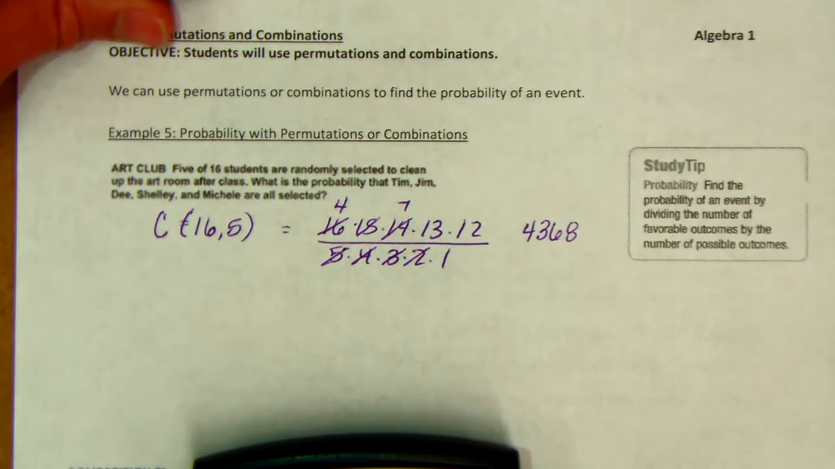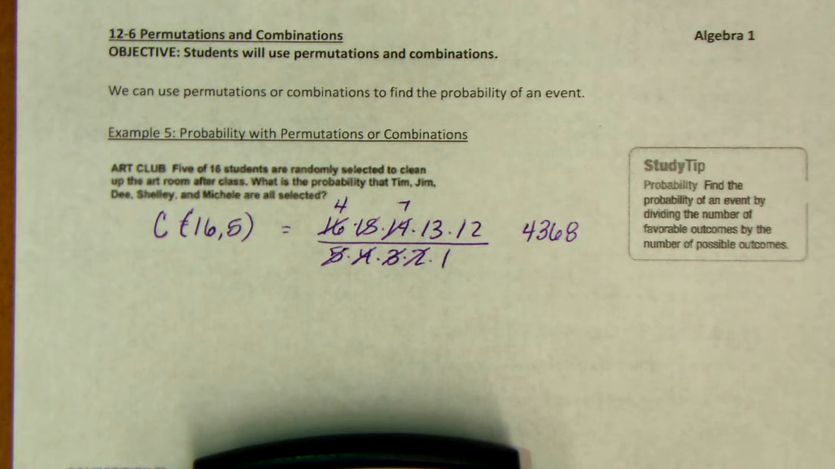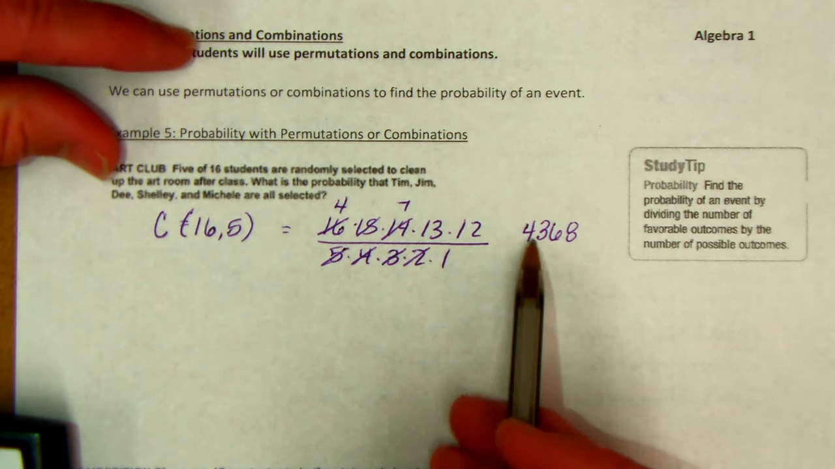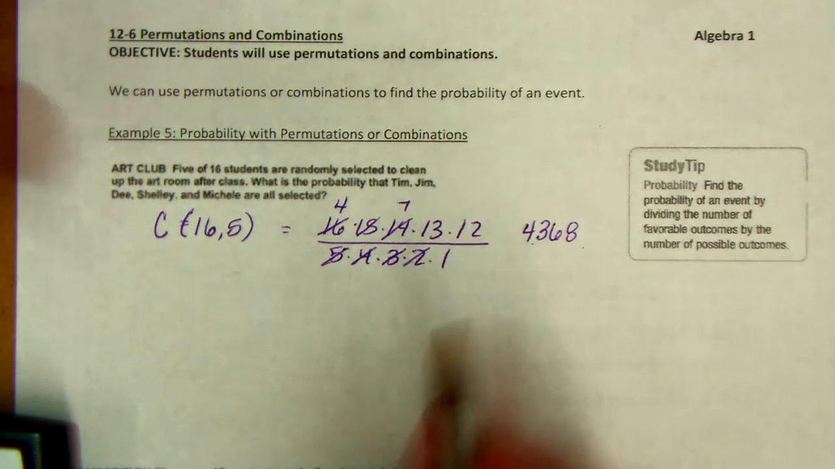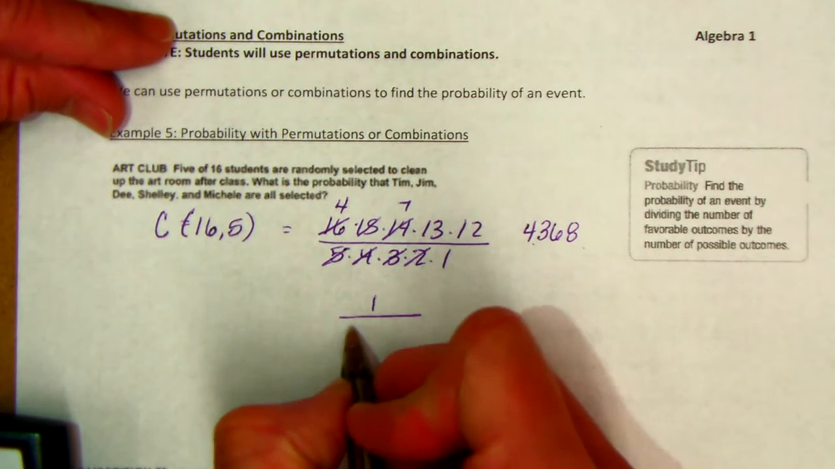However, when I'm finding the probability, there's only one combination of those out of our 4,368. So the probability of picking that one is 1 out of 4,368. So that's our probability. I'm going to leave it as a fraction because that would be a hideous decimal.